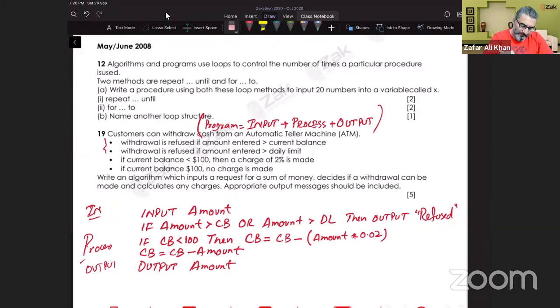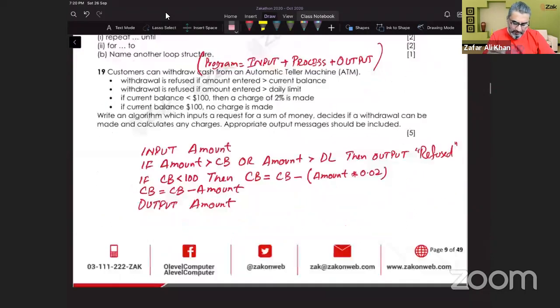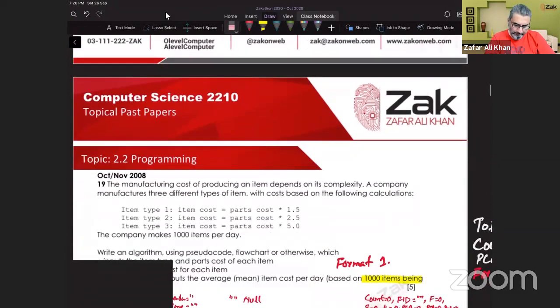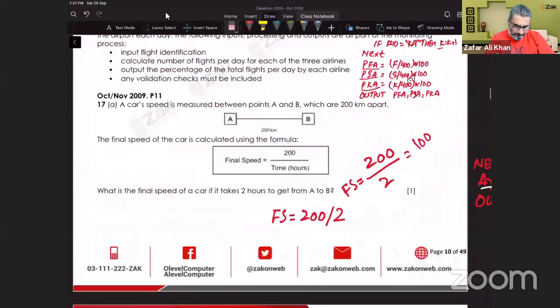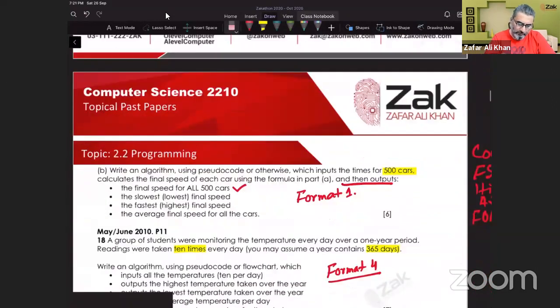So this is format 5. Let's see if we have got any other questions. Yes, this is one of those questions.